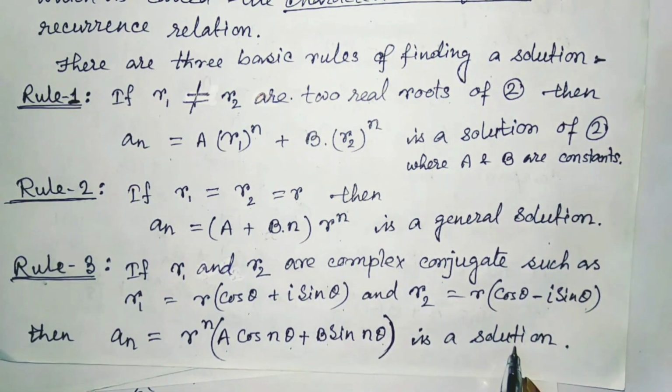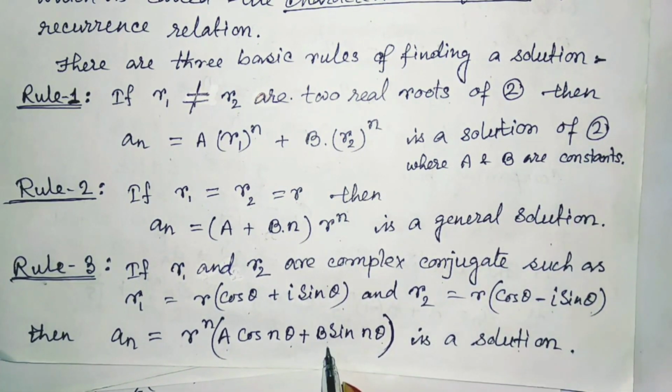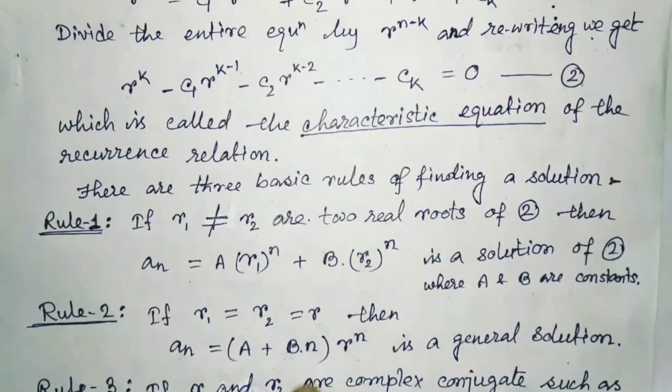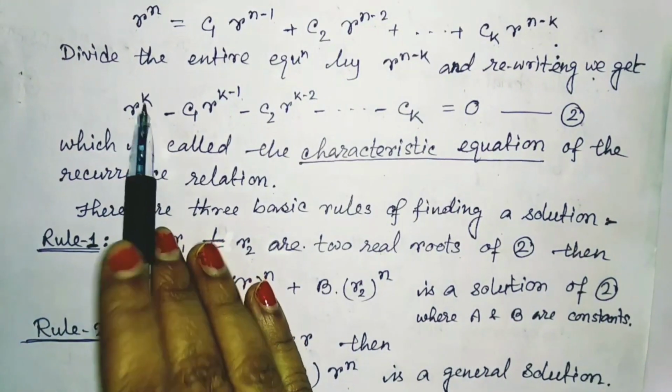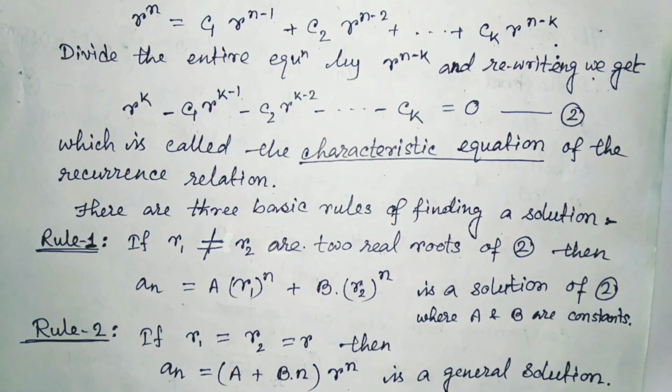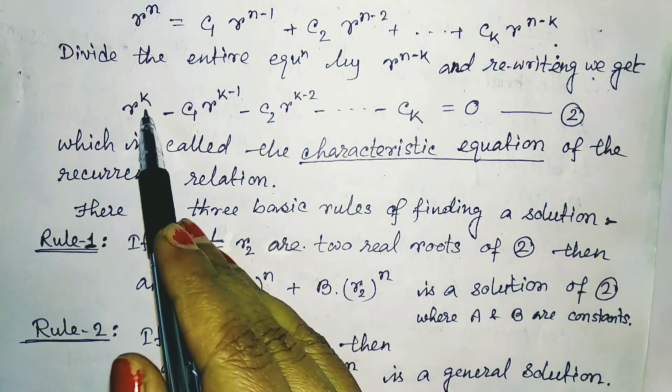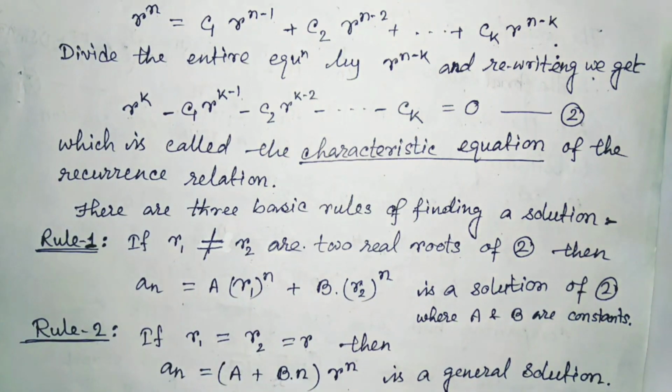This is called the general solution, where a and b are definitely constants. One more thing: if the k value is not 2, if it is 3, 4 or 5, anything, then if you solve, as the power is k, you will get a total of k different solutions. Some of those solutions may be equal, some may be different real roots, and some may be complex roots.